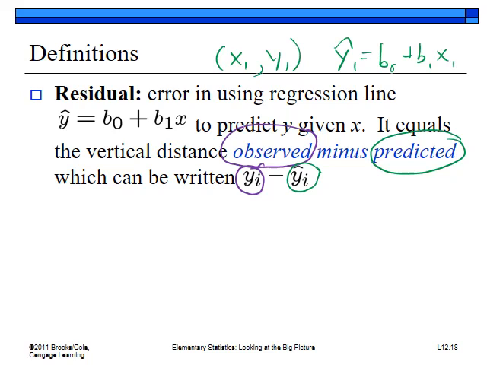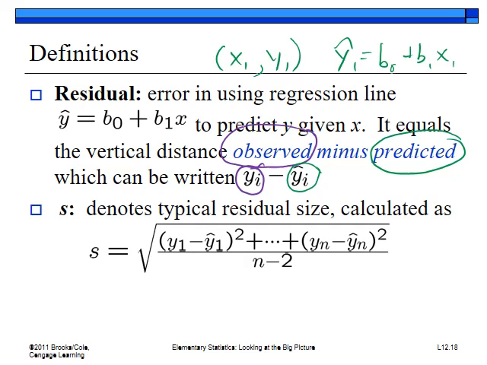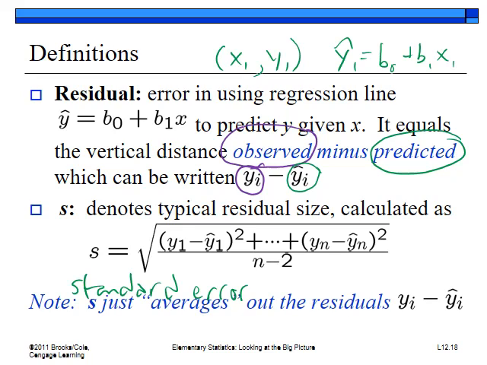If we do that for all of our data points, we can use that to find S. That S is called the standard error for the regression, and it's the residuals squared added together divided by n minus 2, and then we extract the square root. So you can think of it as a way to sort of find the average residual. That's why it represents that typical residual size.